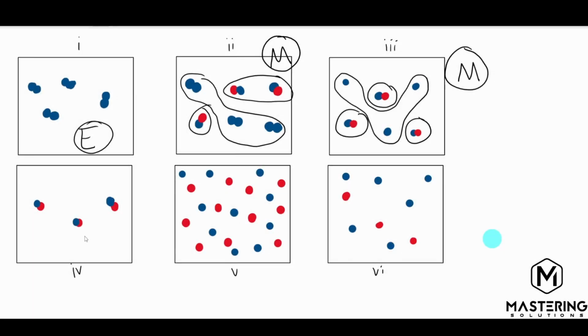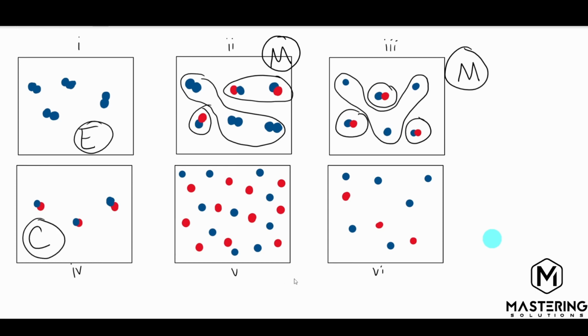Down here on 4, we only have one kind of molecule present. There is a red and a blue molecule, a red and a blue, and a red and a blue molecule. So since there's only one kind of molecule present, but each of the atoms that are bound together are different, this would be a compound.